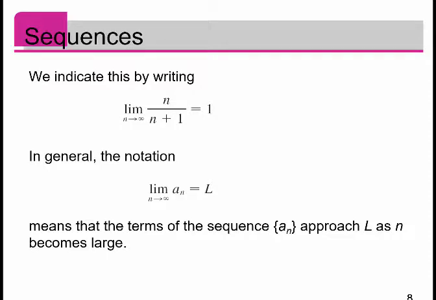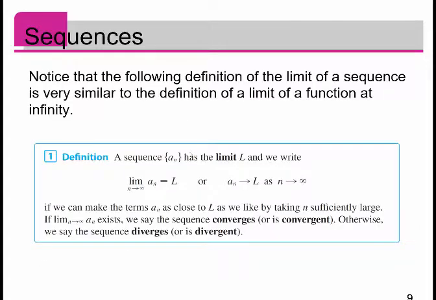All right, so we indicate this by writing the limit as n goes to infinity of n divided by n plus 1 is just 1. So in general, the notation the limit as n goes to infinity of a sub n equals L means that the terms of the sequence a sub n approach L as n becomes large. That's just the general concept of a limit there. Notice that the following definition of the limit of a sequence is very similar to the definition of the limit of a function at infinity.